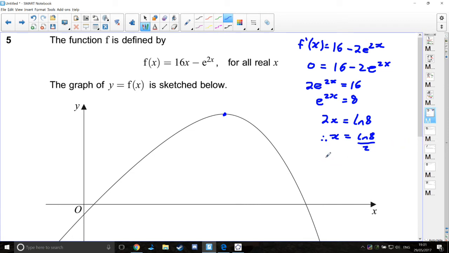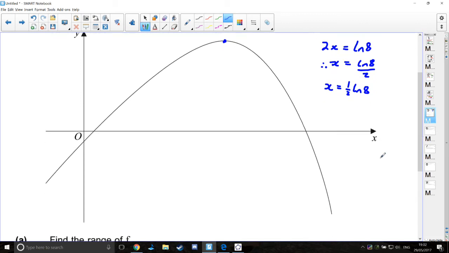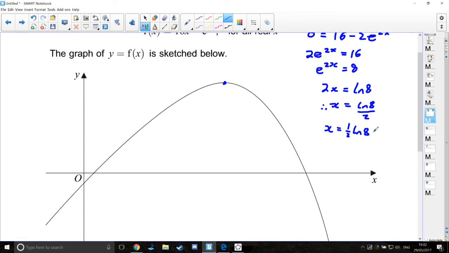Also, it's possible to write this as x equals a half ln 8. And you can move that as a power. It's not going to do much with that 8, but you might get something like ln 2 root 2 or something, I don't know. That's it.